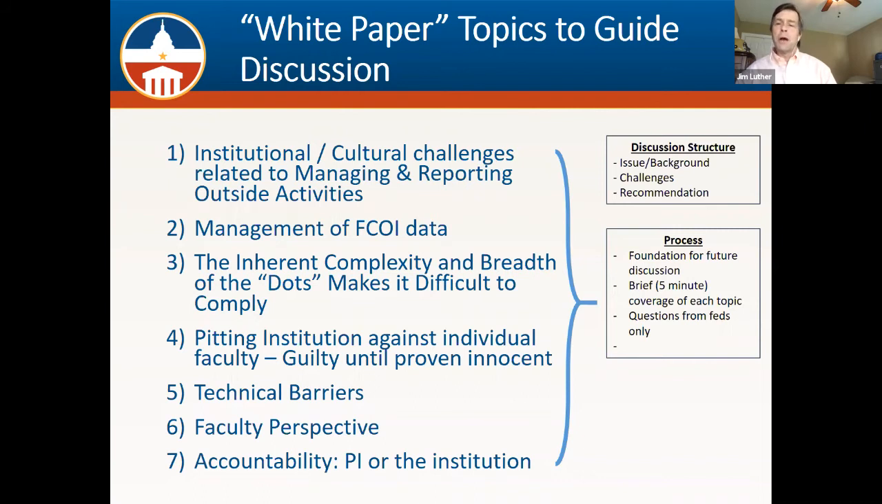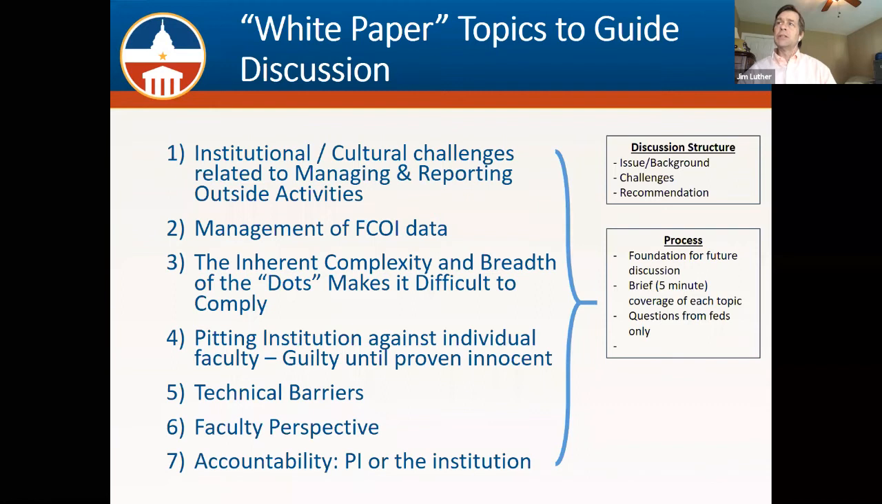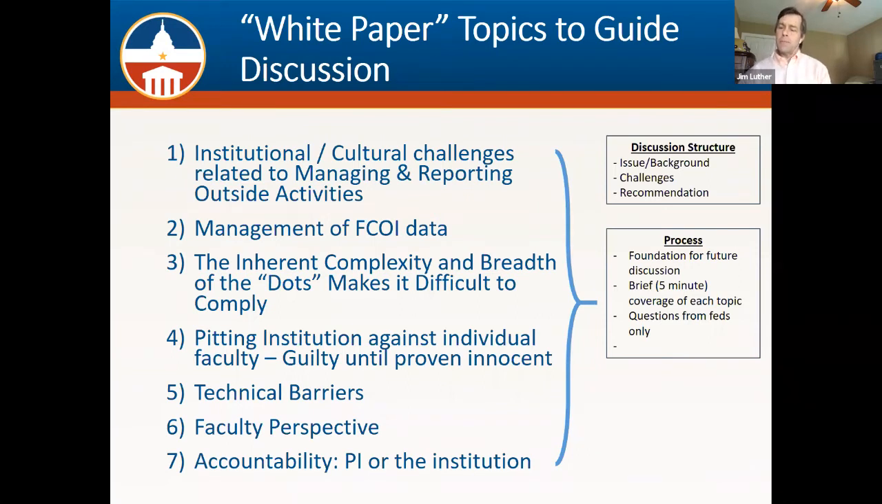And then last, as Pamela opened up with, who is the accountable party in making sure that we accurately report this data? And so for each of the white papers, you can see on the right-hand side, we briefly created the issue and some background. We talked about the challenges and some recommendations. And then we went through each of these items with our federal partners a week or so ago. And today we want to provide the highlights and get your inputs as we go through each item.